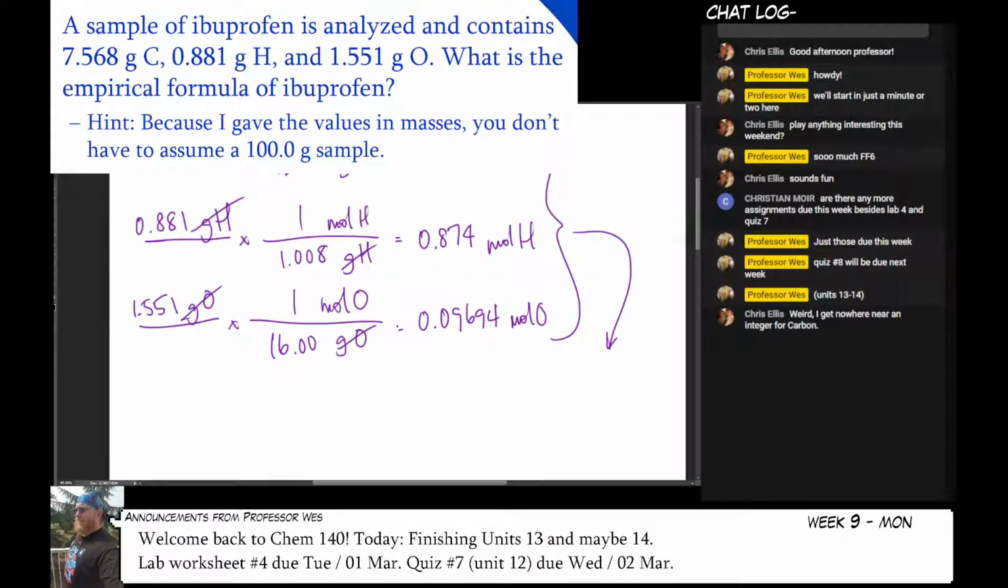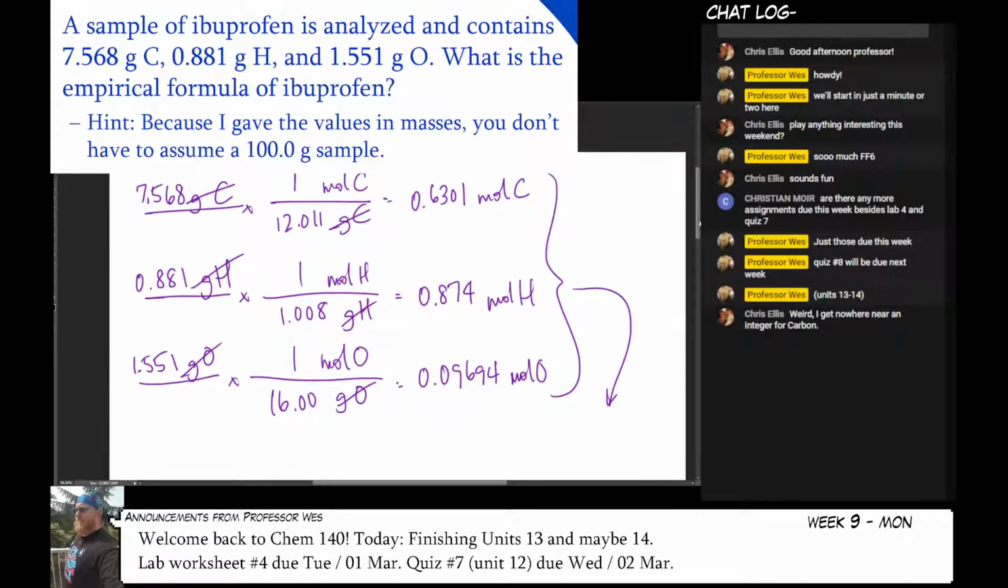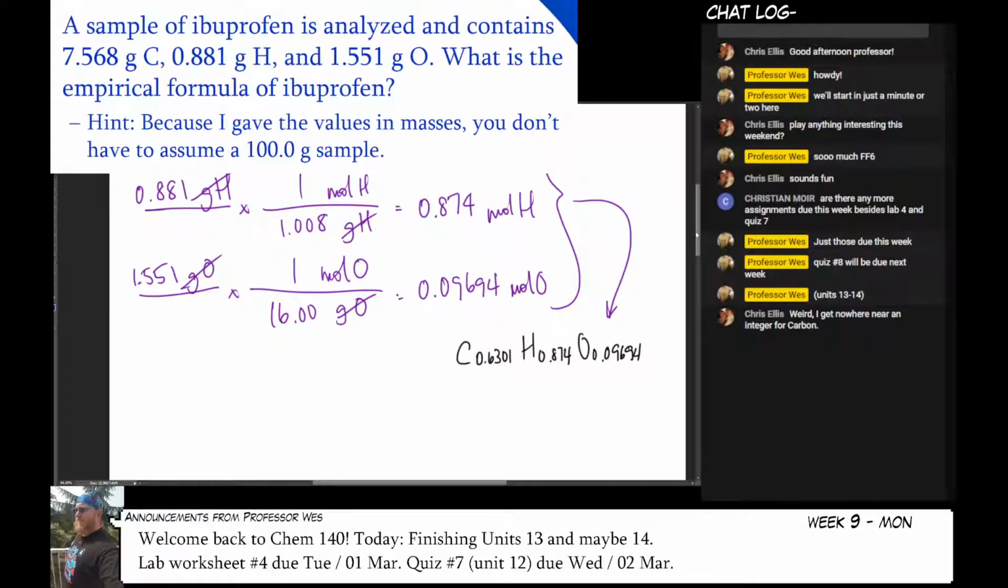All right. You can't see the number we just did, so let's write this right here. Let me fix this. Let's go back to black ink for a second, just so it's darker. Hydrogen is 0.874, oxygen is 0.09694. All right, so there's our pseudo formula. Now, again, no formula is like this, right?